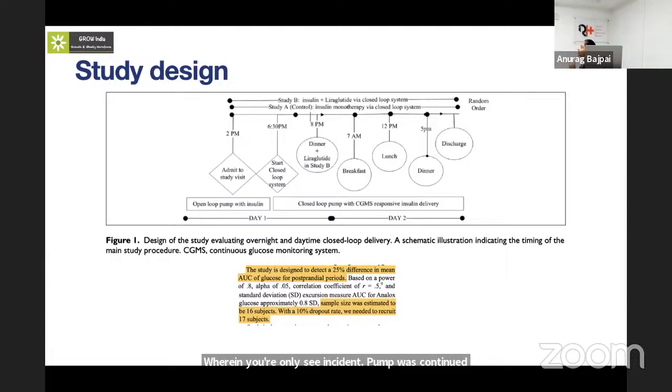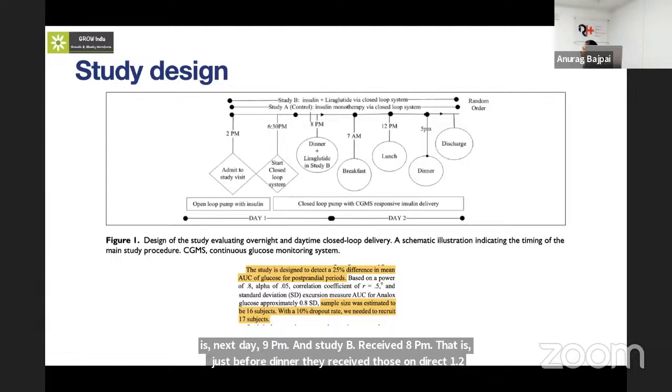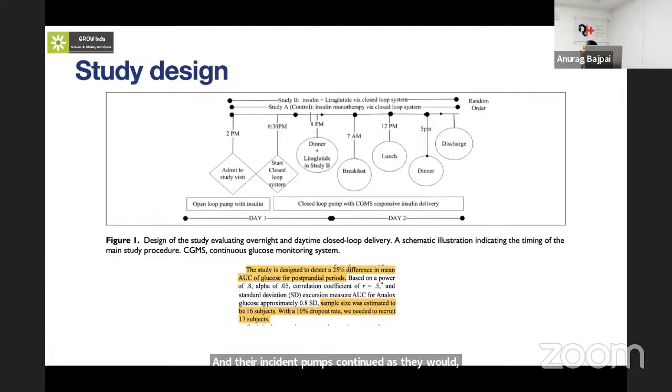And study B received, at 8 p.m., that is just before dinner, a dose of liraglutide 1.2 milligrams. And their insulin pumps continued as they would. So was liraglutide a single dose or via a closed loop system? Single subcutaneous dose. It was insulin via closed loop and liraglutide was a single 1.2 milligram dose.